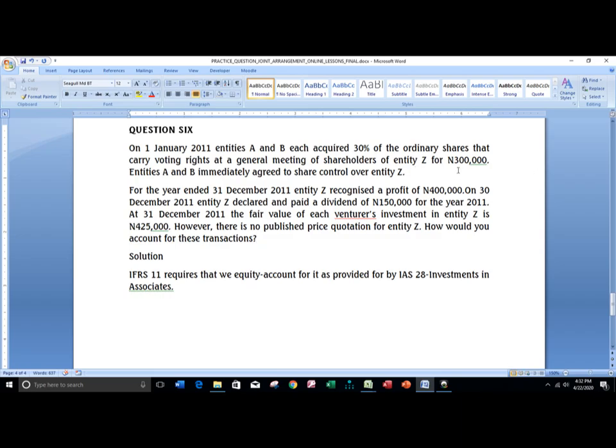What's the cost of the investment? 300,000 as the cost of the investment. The profit that was made after they acquired, don't forget they acquired it on 31st January. For the year ended, the entity made a profit of 400,000. But on 30th December 2011, the entities declared and paid a dividend of 150 for the year ended. At 31st December, the fair value of each of the venture entity is 425. However, there is no published price quotation for entity Z. So how would you account for this transaction?